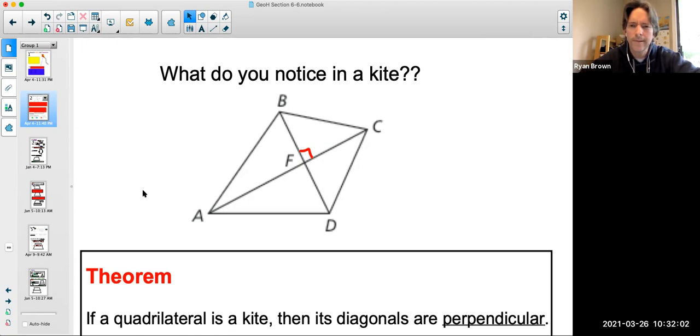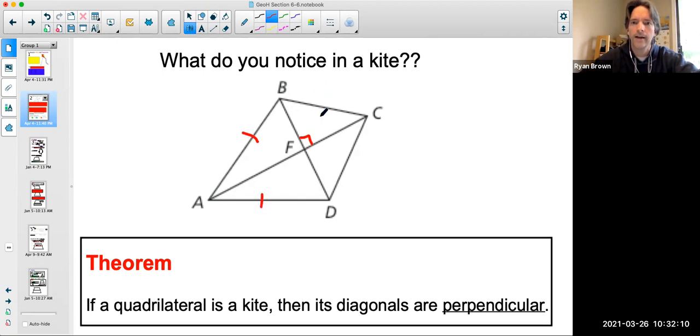What else do we notice? We talked about the sides, and we said that these two consecutive sides are equal, and these two over here, consecutive sides are equal. What about the angles? Are all the angles congruent? No, that would make it a parallelogram, right? But I think there are some that are congruent. Let's see. If I tilt my head, not A and C, but I believe that B and D are congruent. And they are. All kites have one pair of congruent opposite angles.